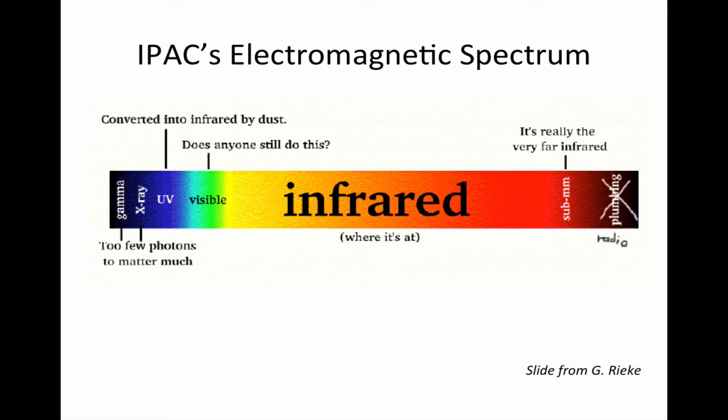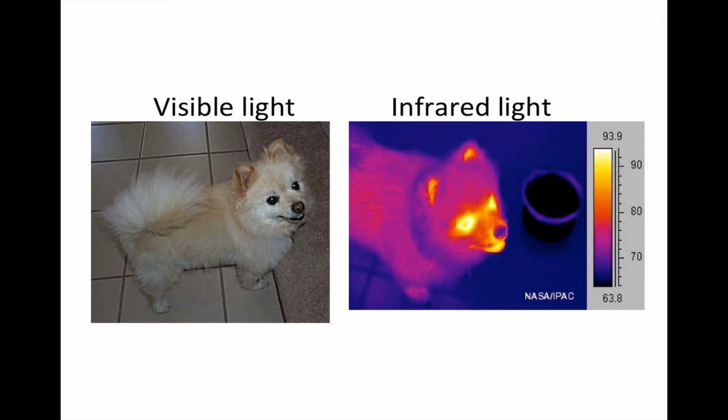So at IPAC, we love infrared. So we like to look at the electromagnetic spectrum this way. We are super focused on the infrared. So in the visible light, here I have a little dog on the left. And there's the picture in visible light, and here's the picture in infrared light.